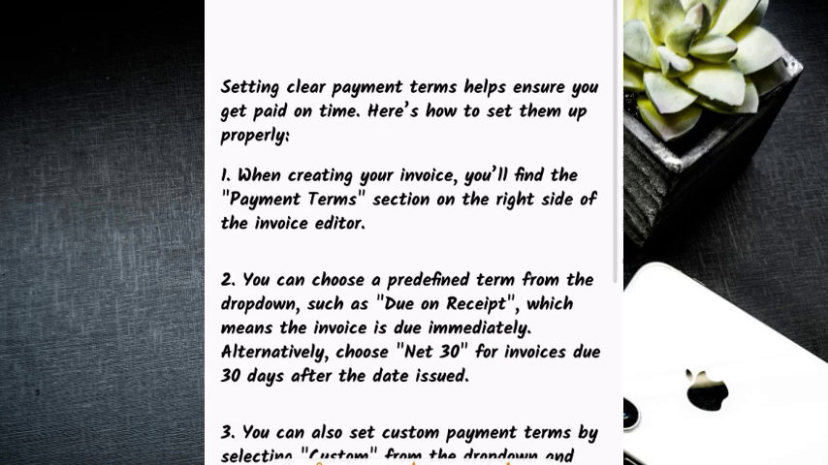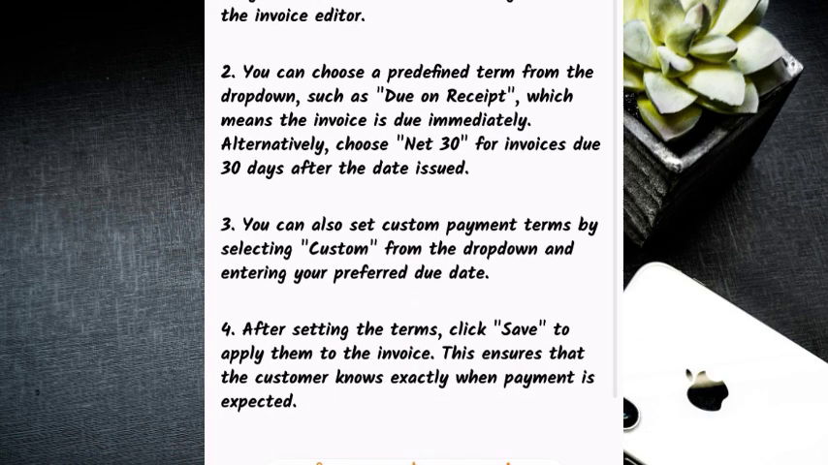properly. First, when creating your invoice, you'll find the payment terms section on the right side of the invoice editor. You can choose a predefined term from the drop down, such as due on receipt, which means that the invoice is due immediately. Alternatively, you can choose net 30 for invoice due 30 days after the date issued. You can also set custom payment terms by selecting custom from the drop down and entering your preferred due dates.